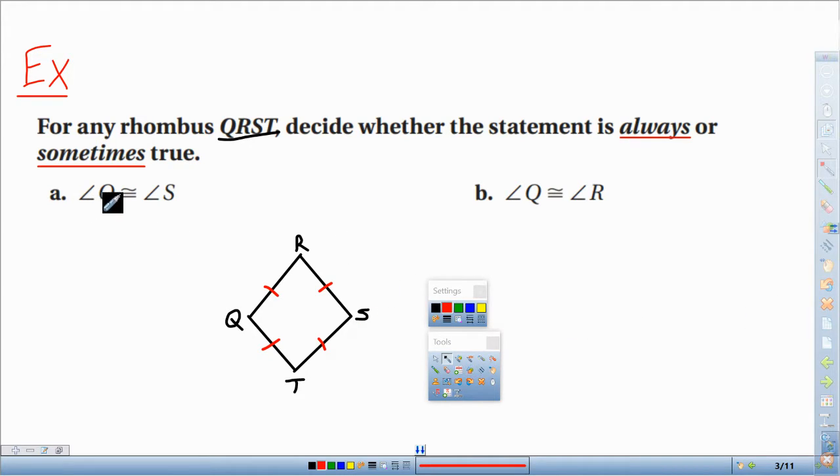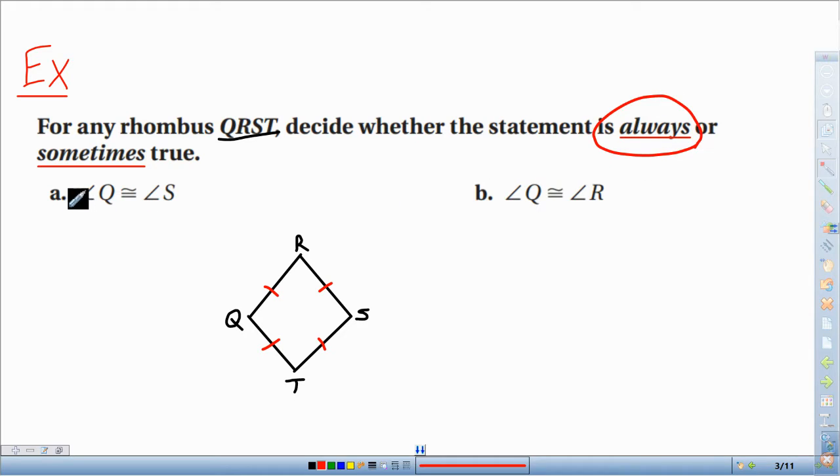Is angle Q congruent to angle S? Always or sometimes? Okay, well, let's highlight it. Here's angle Q. Here's angle S. Okay, here's the first thing I realized. These are opposite angles. Here's the next big thing to remember. Rhombuses are parallelograms, like we learned in 9.1 and 9.2. And one of the rules with parallelograms is that opposite angles are always congruent. Okay, so is angle Q congruent to angle S? Yes. And more specifically, always.